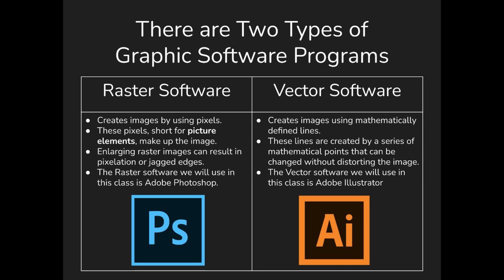The next software or program we have is vector software. Vector software creates images using mathematically defined lines. These lines are created by a series of mathematical points that can be changed without distorting the image. The vector software we'll use in this class is Adobe Illustrator, and we will also most likely be using a free version as well.